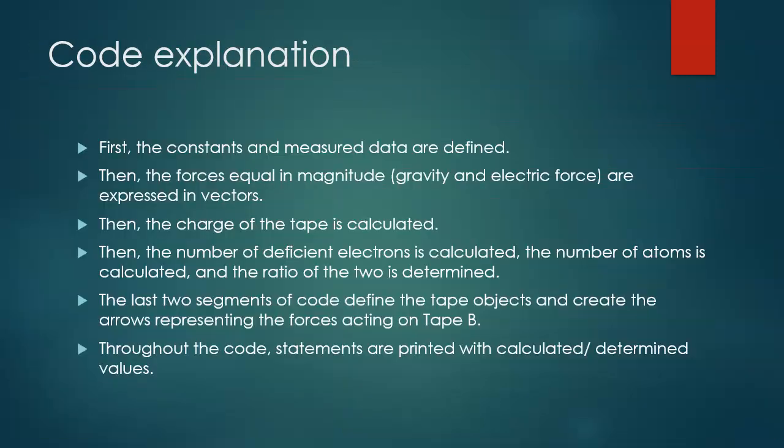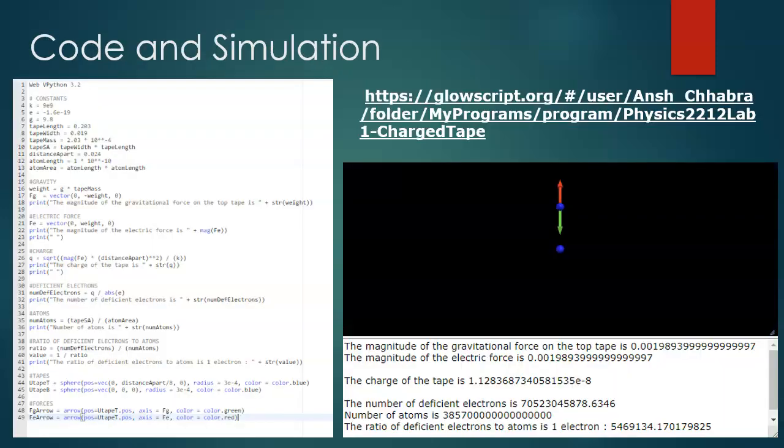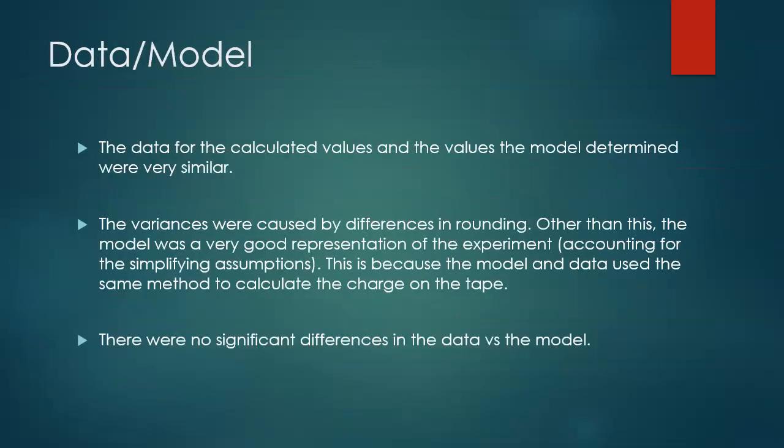The code first shows the constants and measured data, and then it shows us the force vectors, the upward and downward force, and then it creates the charge on the tape. It calculates that, and it calculates the deficient electrons, the number of atoms, and the ratio of the two. And lastly, it defines the tape objects and creates arrows representing the forces acting on tape B. Additionally, there are print statements to describe all of this behavior. This is the code and its simulation.